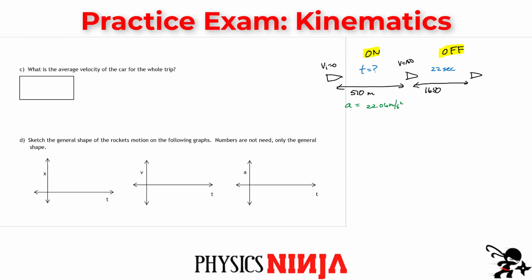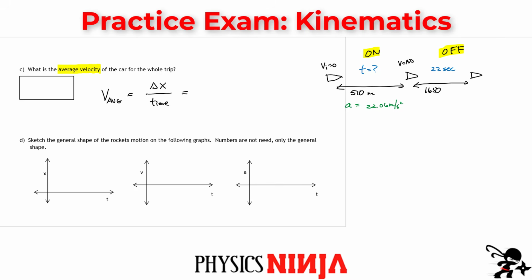Next question says, what is the average velocity of the car for the whole trip? For this, we need to know the definition of average velocity. Now, be a little bit careful. It's the total displacement of the trip divided by the total time. That's our definition.